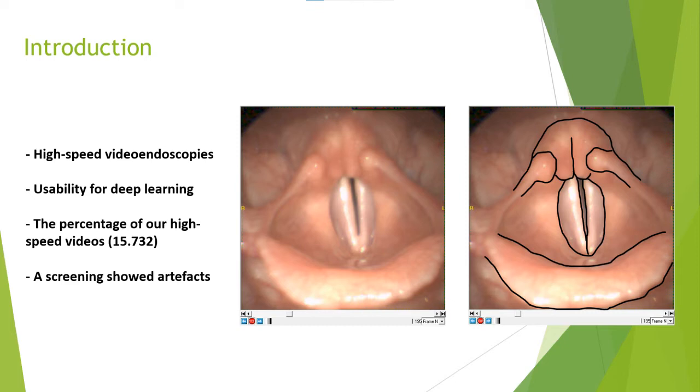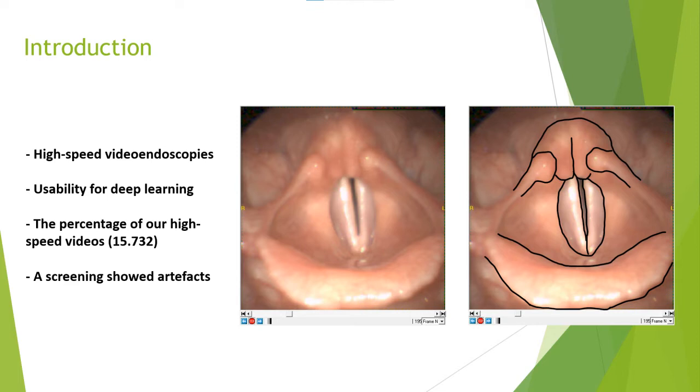The aim of our study was to find the percentage of our 15,732 high-speed videos that could be used for deep learning. A screening of the material showed that some videos had artifacts, making them non-usable for deep learning.